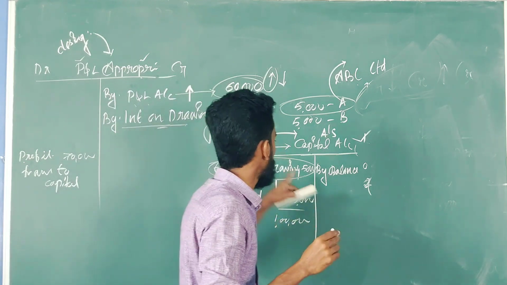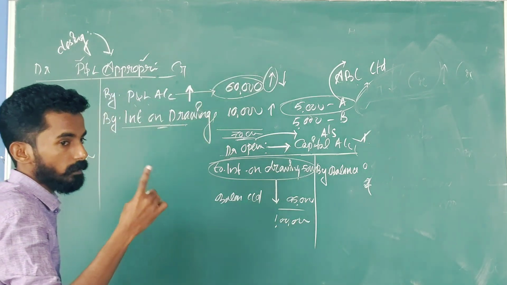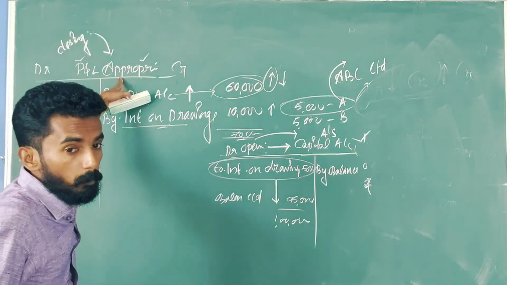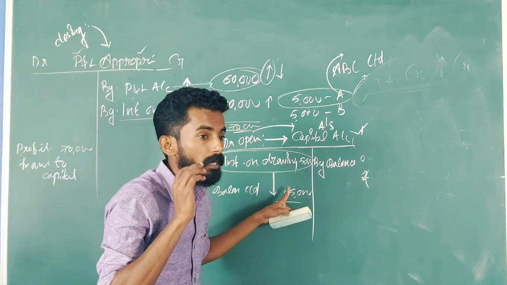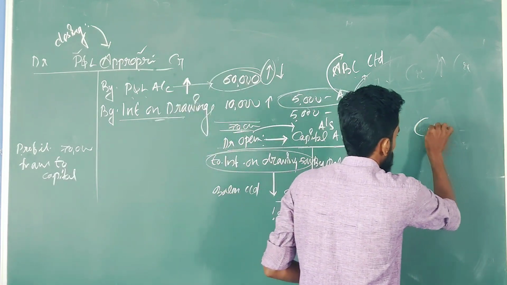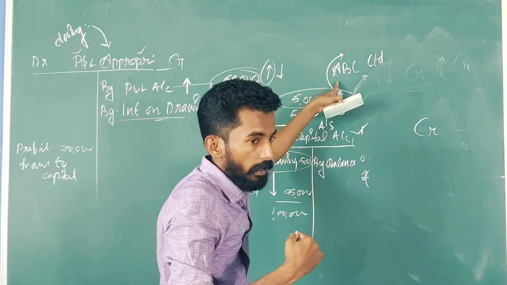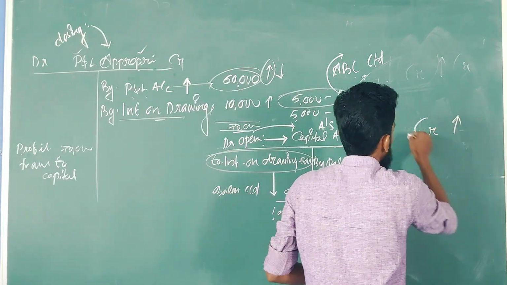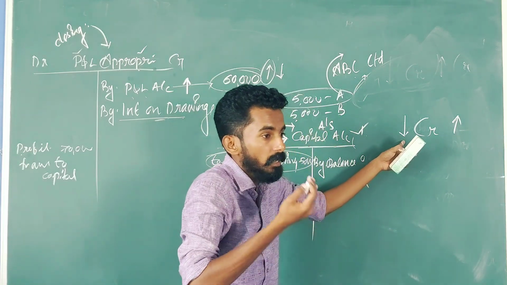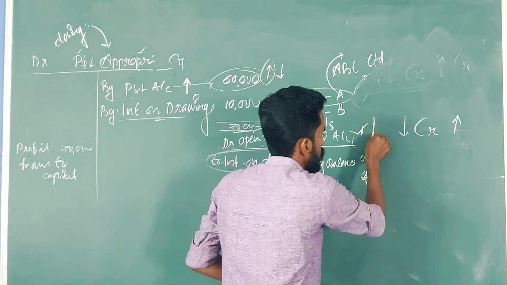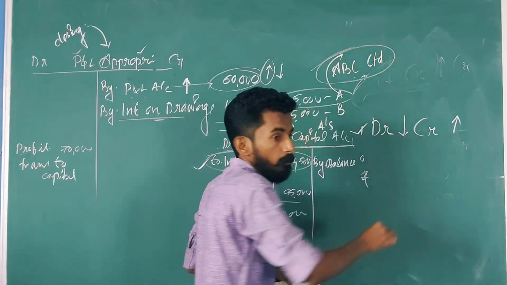Opening entries are always connected with partners' capital account, and closing entries are always connected with profit and loss appropriation account. So first entry, what is the journal entry? Capital account shows which balance? Credit balance. If a firm is charging interest on drawings from partners, capital balance is going to increase or decrease? Very good. Capital balance is going to decrease. So if you want to decrease an account which shows credit balance, we need to debit it.